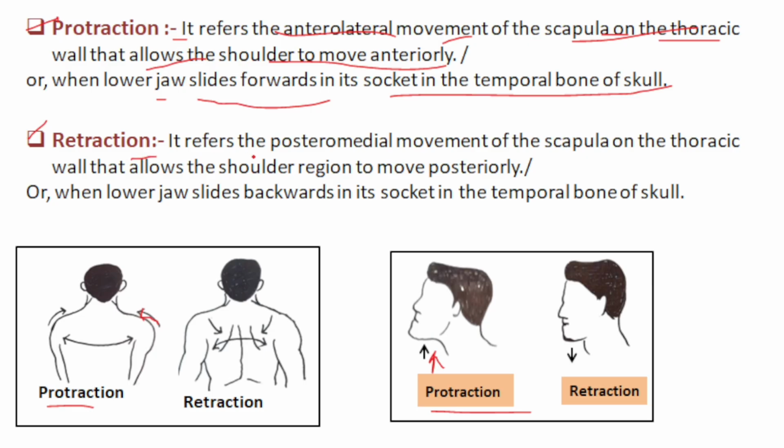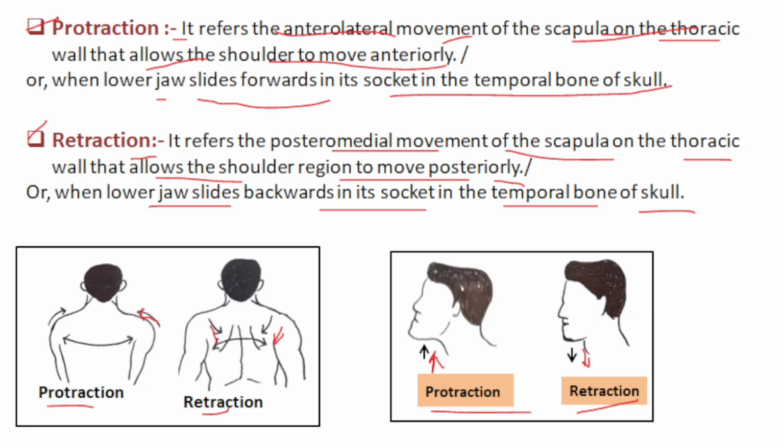Then retraction. It refers to the posteromedial movement of the scapula on the thoracic wall that allows the shoulder region to move posteriorly. You see in this image that through the posteromedial movement, the shoulder region moves posteriorly. This is an example of retraction. Or when the lower jaw slides backward in its socket in the temporal bone of the skull. You see in this image that the lower jaw slides backward. So these two are examples of retraction.